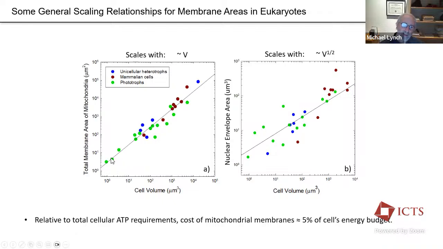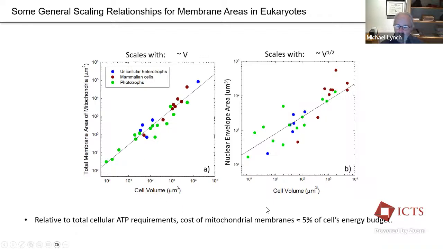Here again is a scaling relationship between the total membrane area of mitochondria in all kinds of eukaryotes of different flavors: unicellular, heterotrophs, mammalian cells, phototrophs, and so on. We have this nice scaling relationship. We can also do the same thing with the nuclear envelope. That scales with the square root of cell volume. But again, there are these scaling relationships, so we can start to write down general rules for how investment in different cellular features changes with the evolution of a change in cell size.